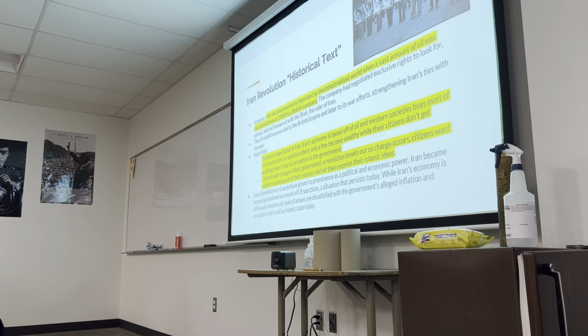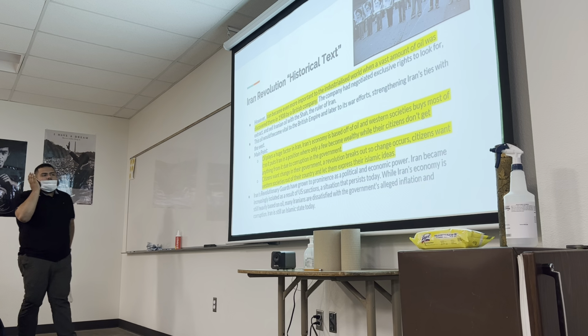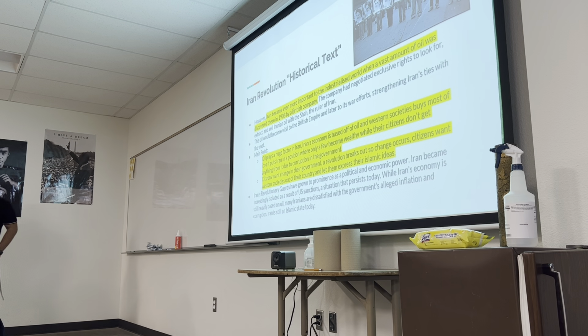So here's some more historical text on the Iran Revolution. However, Iran became even more important to the industrialized world when a vast amount of oil was discovered there in 1908 by a British company. The company had negotiated exclusive rights to look for, extract and sell Iranian oil with the Shah, the ruler of Iran. Pretty much the main point of this is that oil plays a huge factor in Iran.